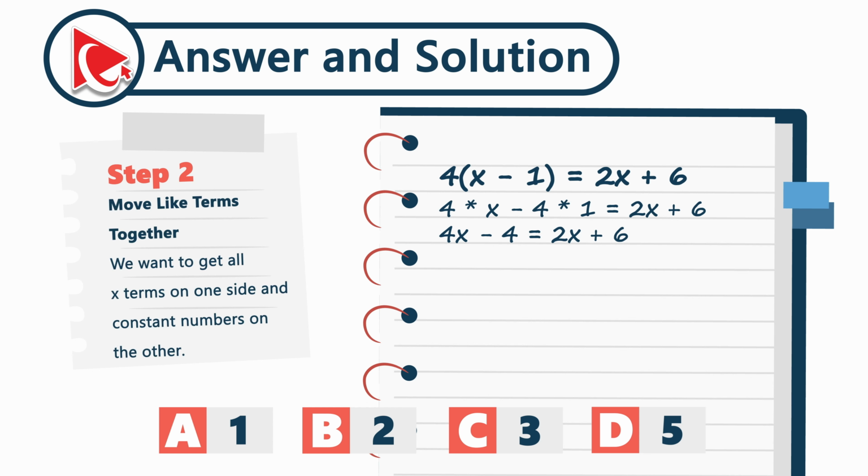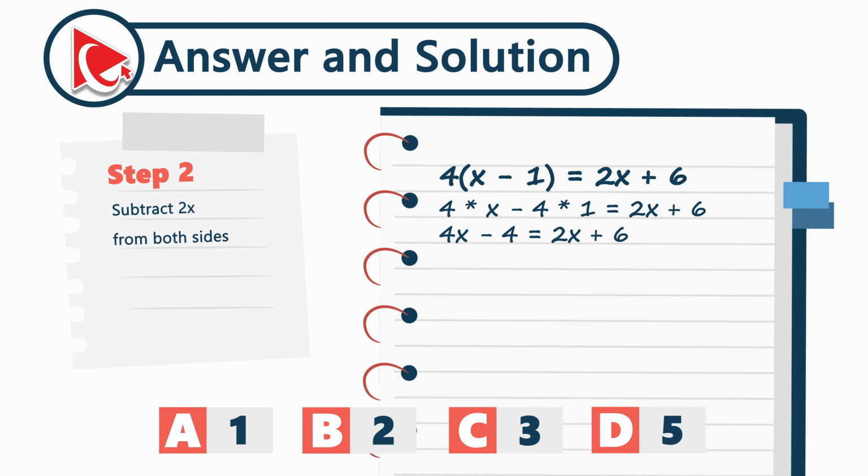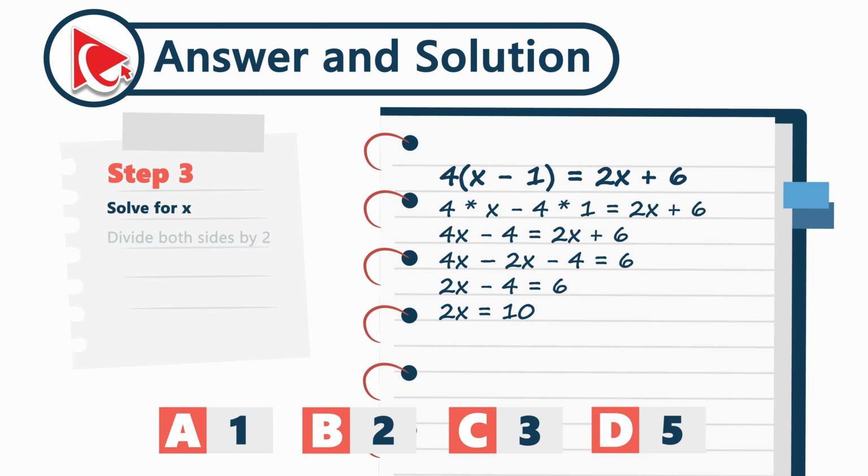The objective is we want to get all x terms on one side and constant numbers on the other. Let's subtract 2x from both sides. 4x minus 2x minus 4 equals 6. So 2x minus 4 equals 6, which means that 2x equals 10. And now let's go to step 3. We are ready to solve for x. X equals 10 divided by 2, which means that x equals 5.